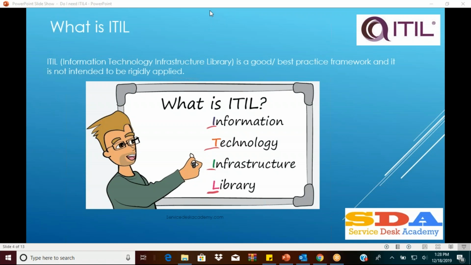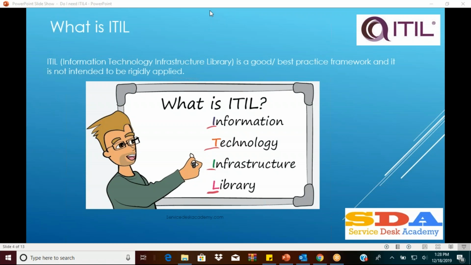If they think, no, 11 processes are not necessary for me, they can just go with 5 or 6 as per their requirements. And in ITIL V3, we've got 26 processes and 4 functions. Now, it's not a mandate that you have to implement all the 26 processes and 4 functions. It's not a mandate. Based on your requirements, you can do that.